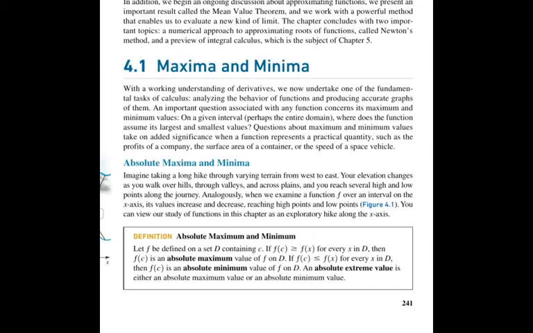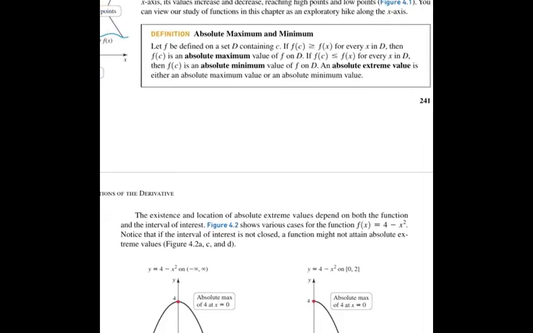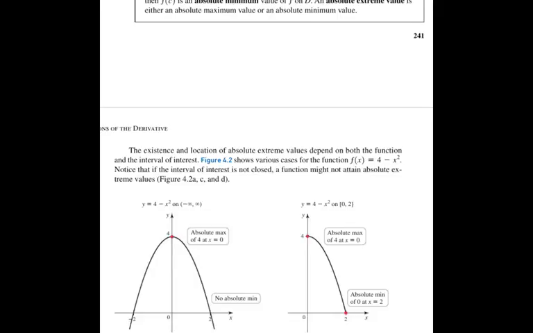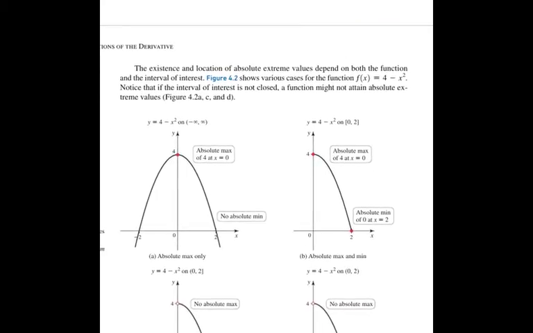Okay, let's keep going. The existence and location of absolute extreme values depend on both the function and the interval of interest. For instance, in part A, we have an absolute maximum value of 4 when x is 0. For part B, we still have an absolute max of 4 when x is 0, and now we have an absolute minimum because our range is restricted from 0 to 2. In part A, we were considering the whole domain, so there was no minimum value, but there was an absolute maximum value.